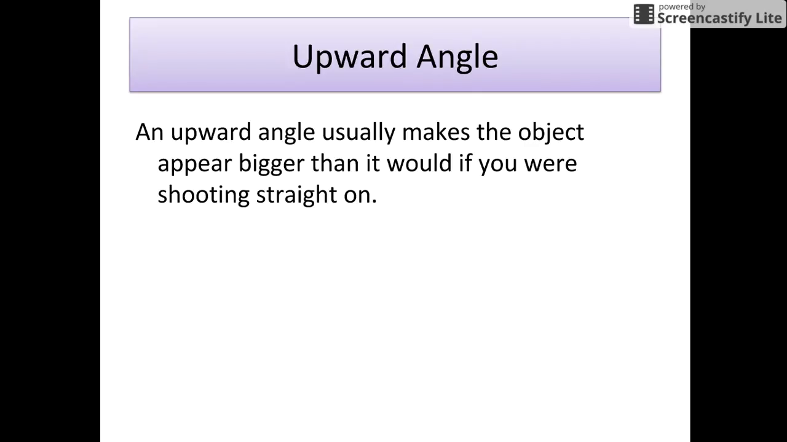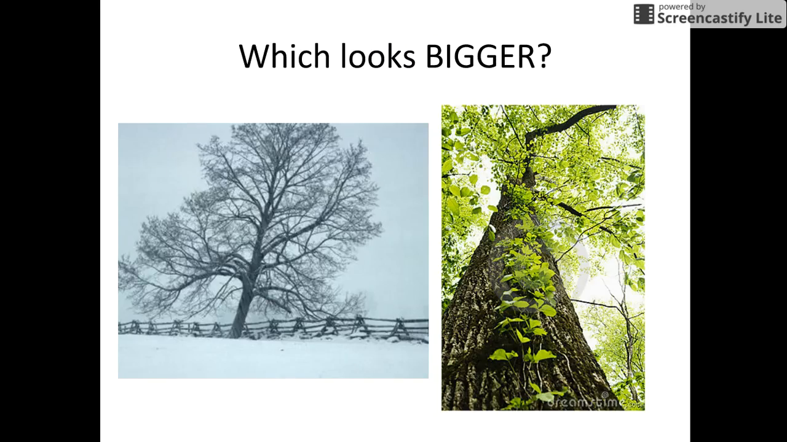So an upward angle shot usually makes the object appear bigger than it would if you were shooting something straight on. So for example, here are pictures of two trees. If I asked you which tree looks bigger, you might say the one on the right, simply because of the upward angle shot, making this tree seem very much like it's looming over top of us.